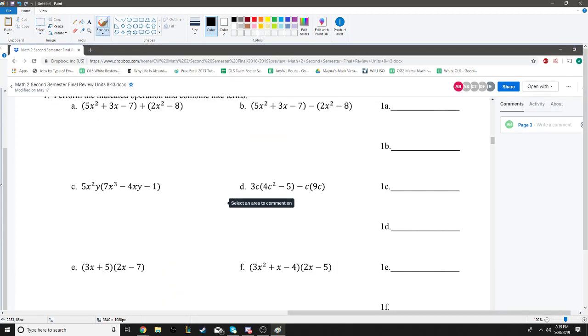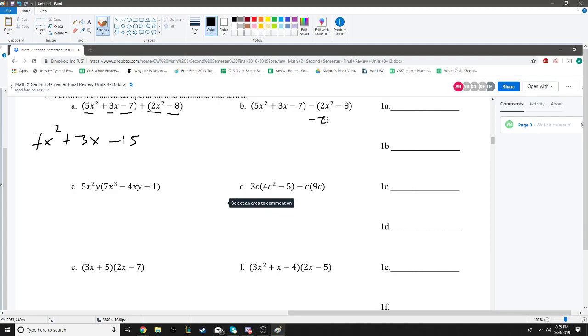Alright, so for this one, just combine like terms. 5x squared, 2x squared, that's 7x squared. 3x, there's no other x, so it's just plus 3x. Negative 7 minus 8 is negative 15.